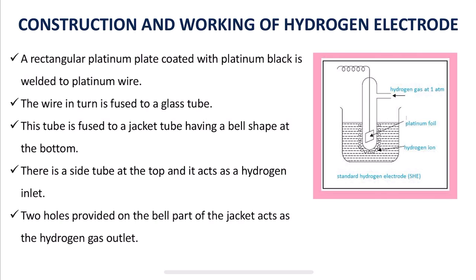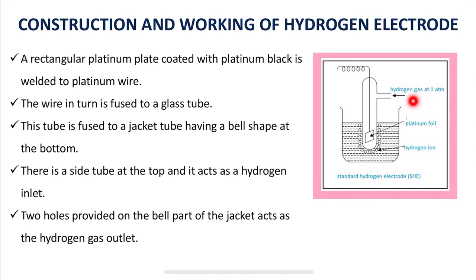Now let us understand how we construct the standard hydrogen electrode. A rectangular platinum plate coated with platinum black is welded to a platinum wire. So this is the platinum wire or platinum foil. Observe in this figure, the wire in turn is fused to a glass tube, and this tube is fused to a jacket tube having a bell shape at the bottom. There is a side tube at the top and it acts as the hydrogen inlet.